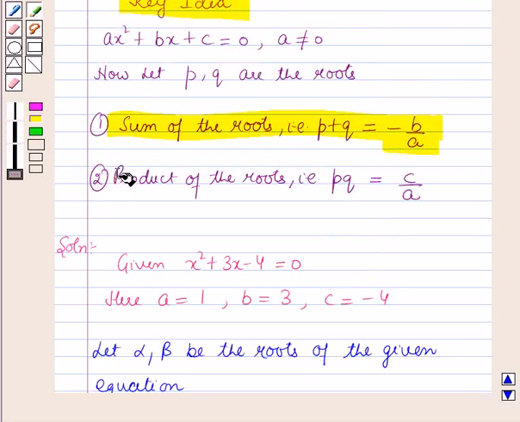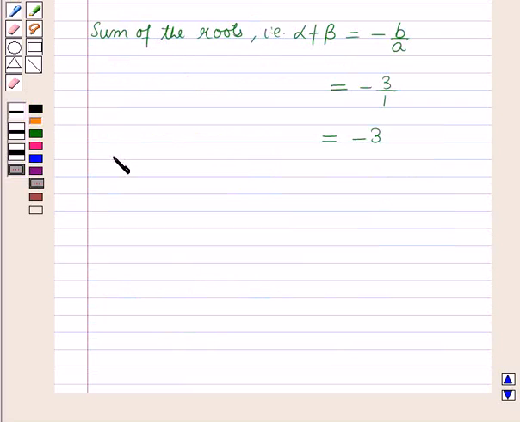Now here, according to the formula given in the key idea, product of the roots is equal to c over a. Therefore, the product of the roots, that is alpha into beta or alpha beta, is equal to c over a. Putting the values of c and a here, it will be minus 4 by 1, which is equal to minus 4.